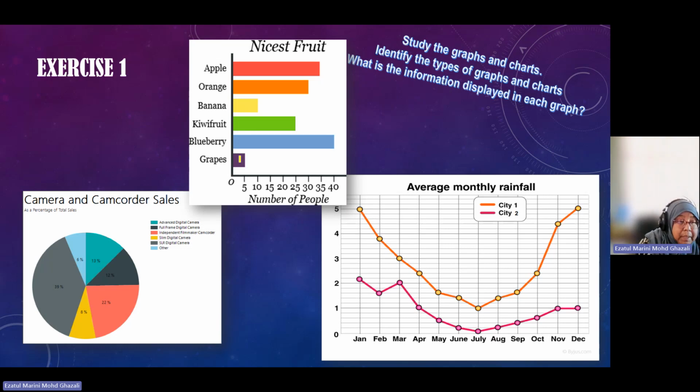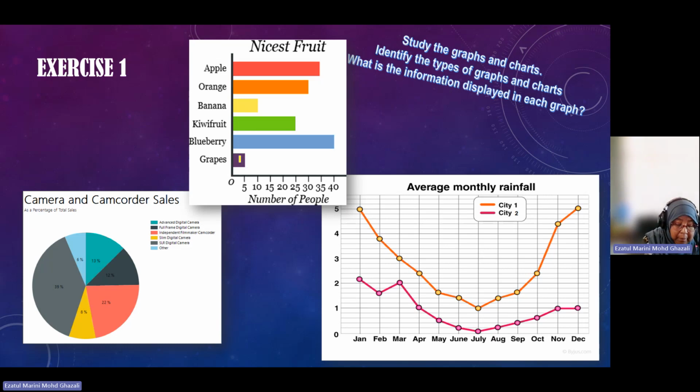What is the title of the pie chart? Camera and camcorder sales. So we know that this pie chart talks about the sales of cameras and camcorders in percentage. Percentage of total sales, right?